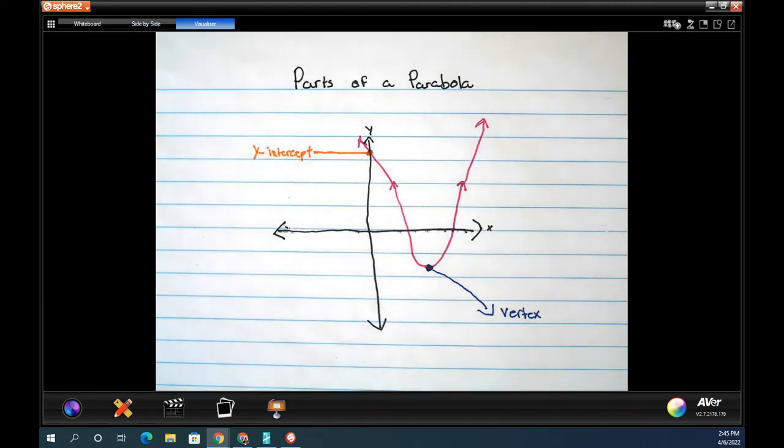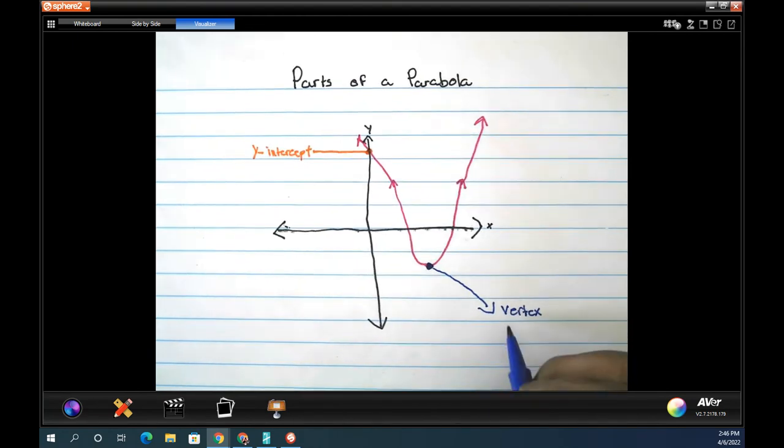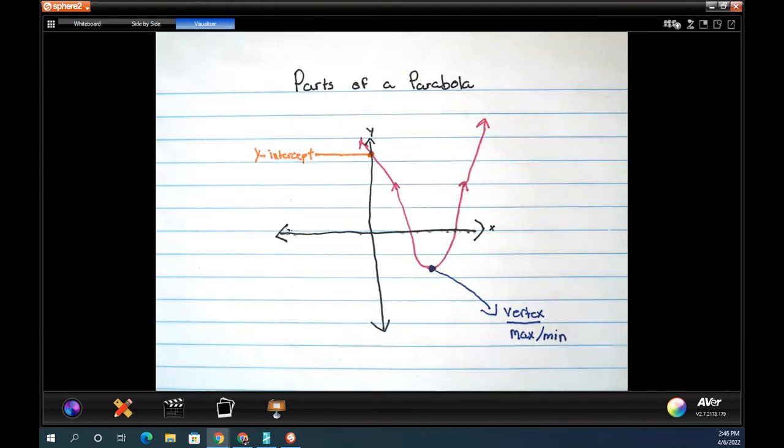Now, here's the thing. I want to add one more thing because we're going to talk about that on the next one. The vertex will tell you the max or minimum. You write max or min for now. The next set I'm giving you will go into detail.